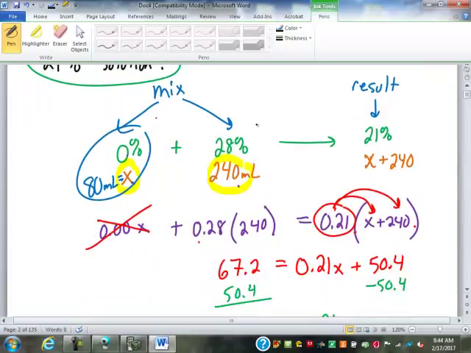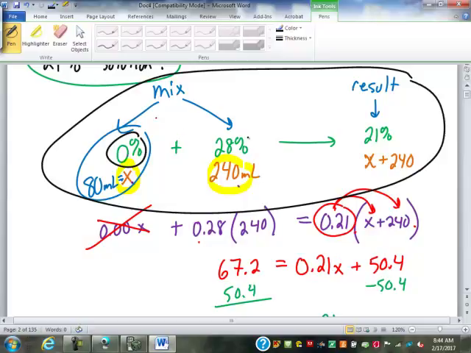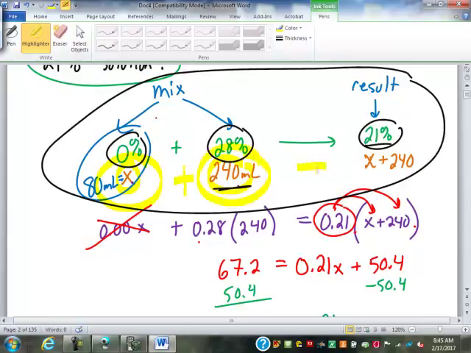So the key, again, is to break the problem down. And I always write it out just like this. I write down the percents that I'm mixing together and the percent that I want to be my result. And then I write down my known amounts. And I know that this amount plus this amount has to equal the final amount. So if I know any two of those numbers, I know the third one.